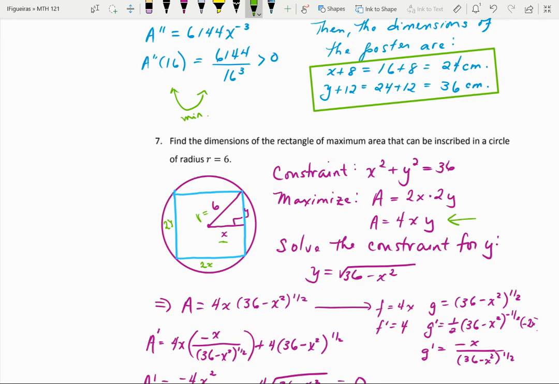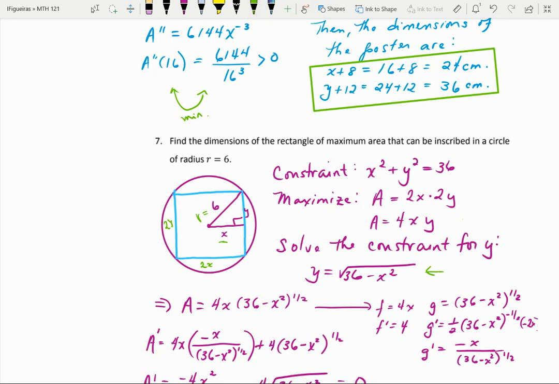Okay, so again, I want to eliminate one of the variables. So I'm going to go back to my constraint formula, and I'm going to solve it for y. And when you take this equation and solve it for y, you get y is equal to the square root of 36 minus x squared.